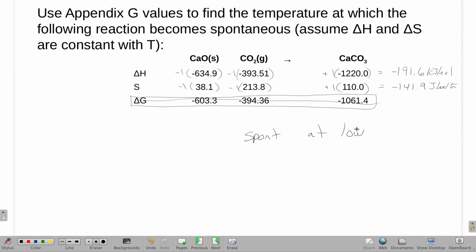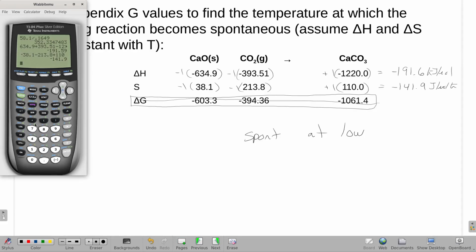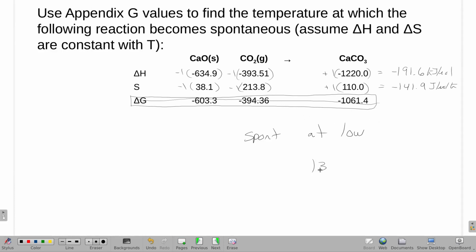And it's any temperature lower than, take that number and divide it by negative 0.1419. So any temperature lower than 1350 Kelvin. I'm trying to say spontaneous at low temperatures, and the temperature is that darn high.